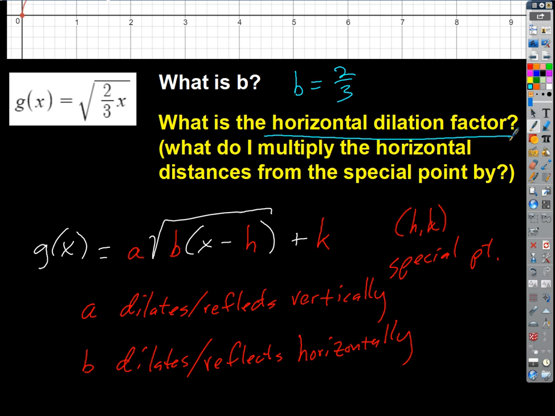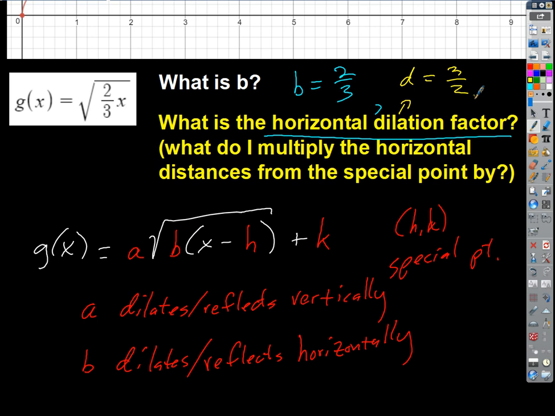But multiplying by 2/3 is going to make something smaller. So what do we have to do to that value of b so that when we multiply by it, it's going to make something bigger? Go ahead. What was that, Shannon? Flip it, right? Take the reciprocal. So the horizontal dilation factor, let's call that d, or dilation factor, is 3/2. It's going to be the reciprocal. That's what we multiply by. It's always the reciprocal of b, okay?